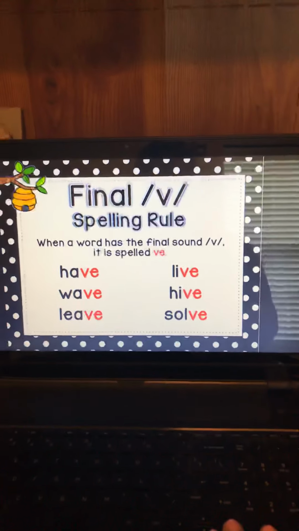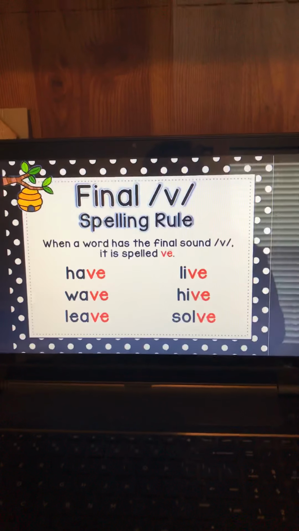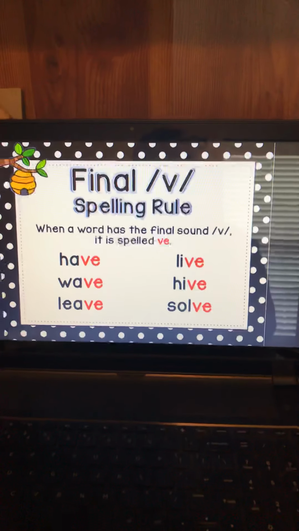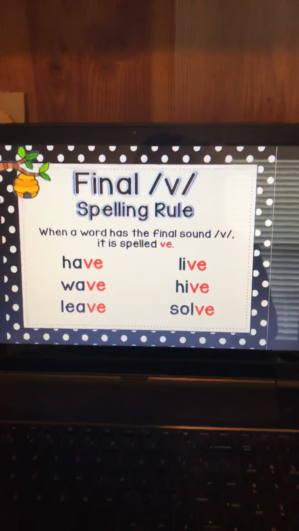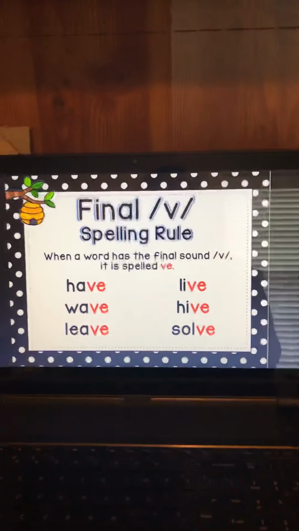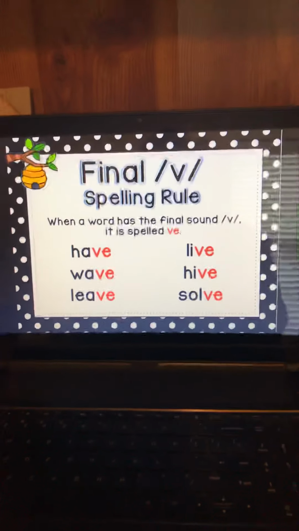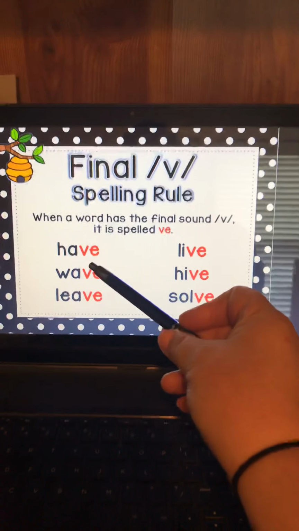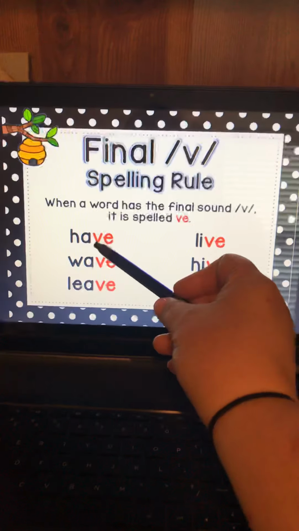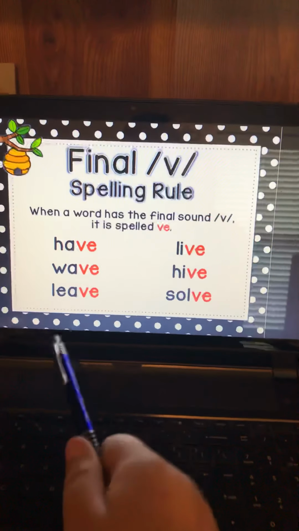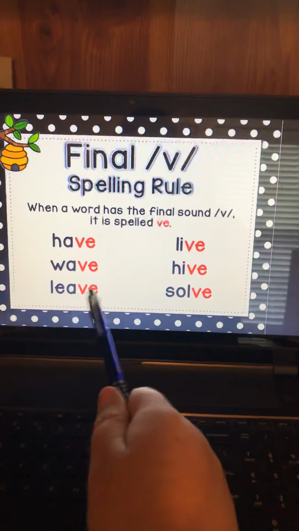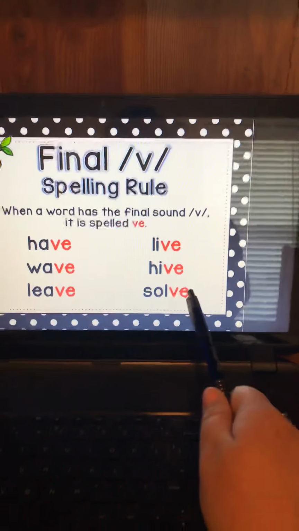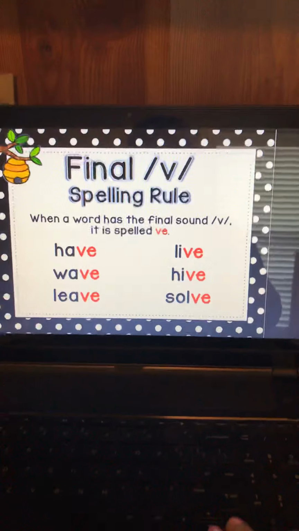All right, almost done. Our final V spelling rules. So when a word has the final V, it is spelled with V-E. So if the V sound is at the end of the word, we know it's going to have V-E. It doesn't end with just a V. Okay? So for example, have. We hear the V, not the E, but we don't end it with just a V. Wave. Read them with me. Leave. Live. Hive. Solve. Very good, friends.